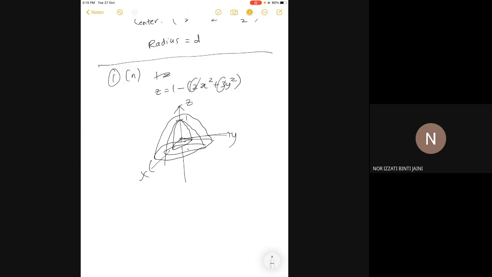Awak nak lukis besar sikit ke, kecil sikit ke, tak ada masalah. As long as awak punya label tu betul. Tadi displacement dia 1 kan? Lukis label lah 1 kat atas tu. Faham? Itu untuk sketching. Sebab kita bukan nak draw, kita sketching. Sketching ni roughly sketch lah. Yang penting kita nampak bentuk and then kita tahu label dia.